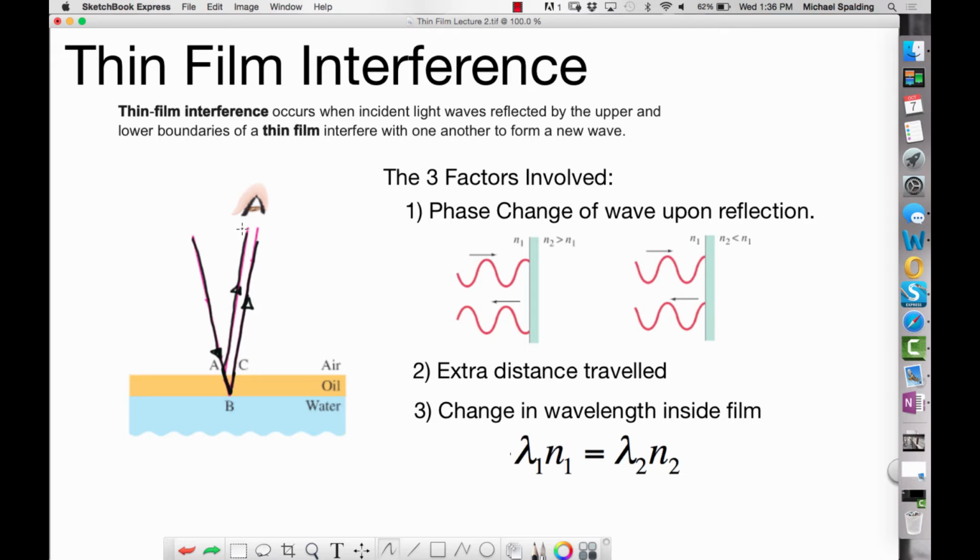So here are the three factors that are involved. Number one, there's a phase change of a wave upon reflection if the reflection is at a boundary where the light ray is reflecting off of a medium with a higher index of refraction.